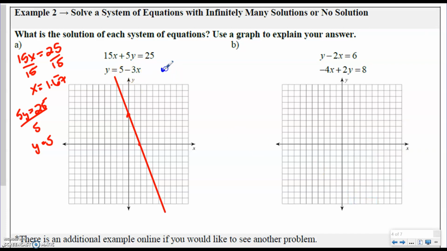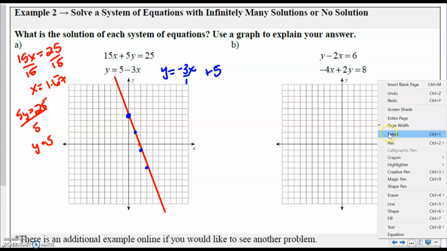Okay, the next one's in slope-intercept form if you change that so that your x is first. So I'm going to start at 5. 1, 2, 3, 4, 5. And I'm going to go down 3 over 1. So 1, 2, 3 over 1, and repeat that down three more times.